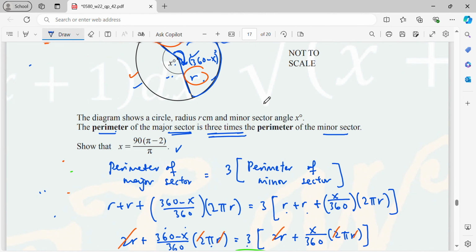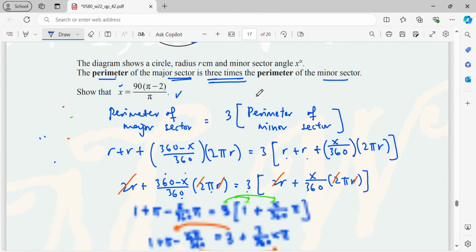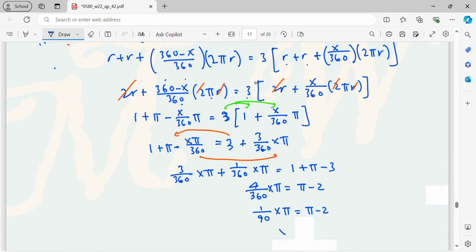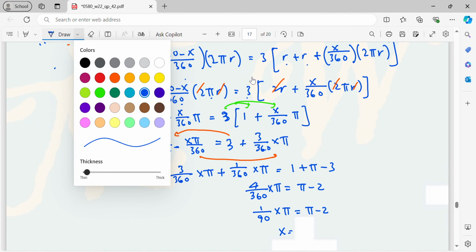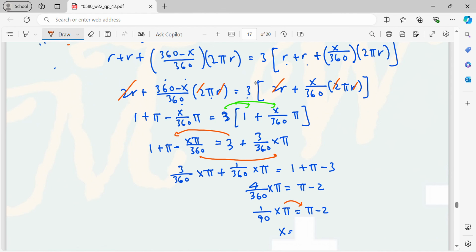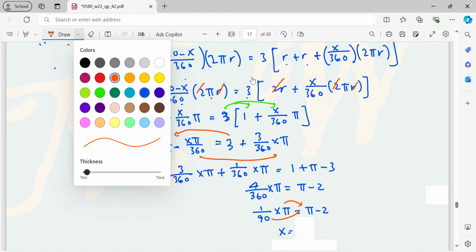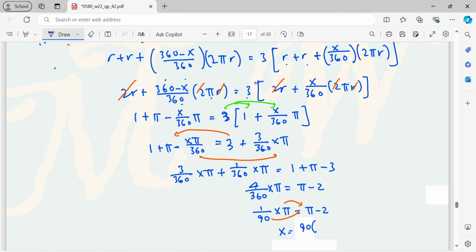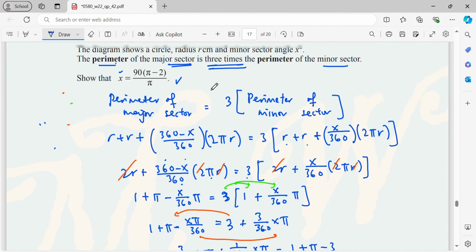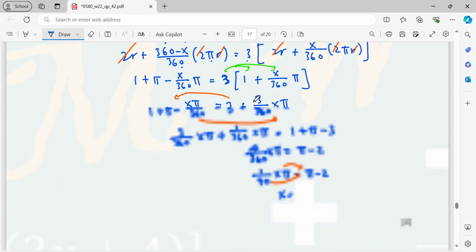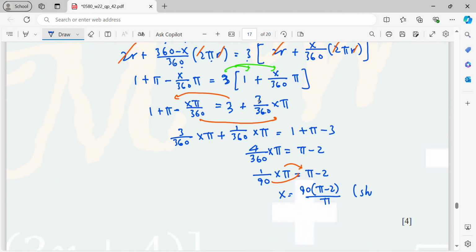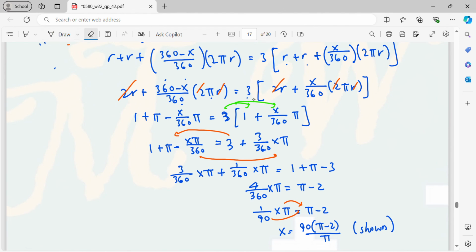Okay, and now I need to show x. So which means now here I keep the x, and then this pi I move down, and the 90 I move up. Therefore, it becomes x equals 90 brackets pi minus 2 over pi. So now you can check. It is the same. So this is how we solve this, or how we show this.